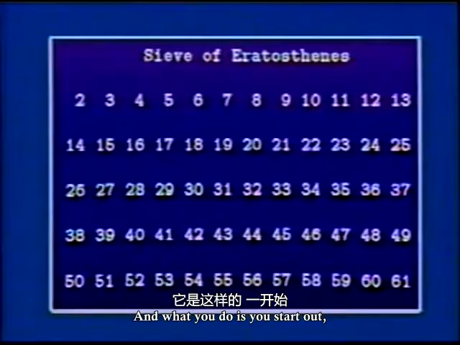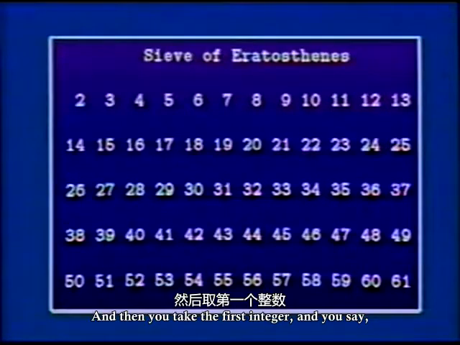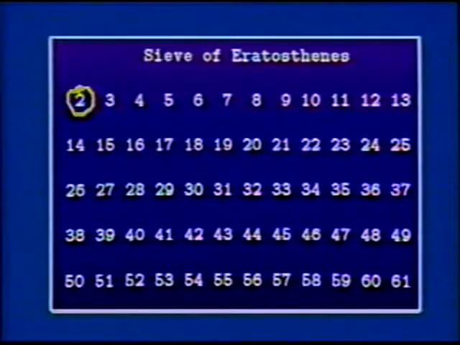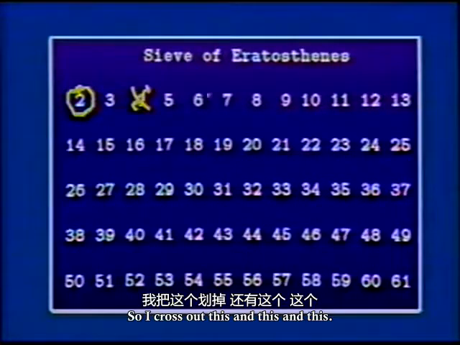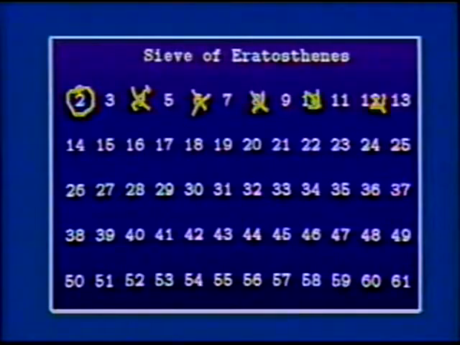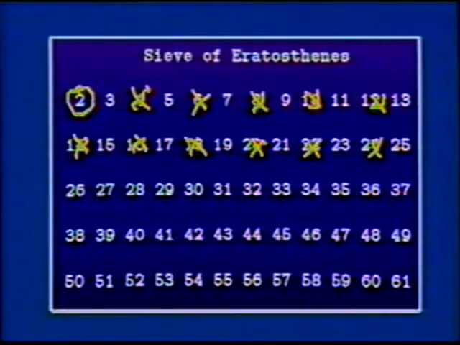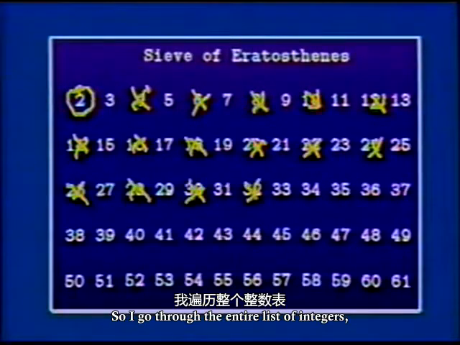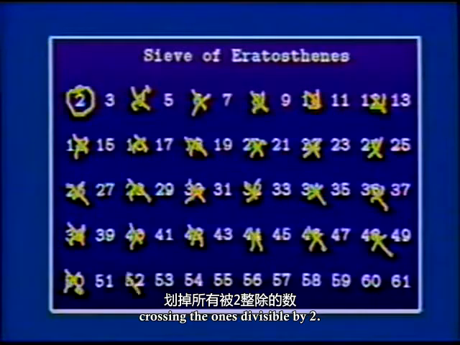And what you do is you start out and you list all the integers, say starting with 2. And then you take the first integer and you say, oh, that's prime. And then you go look at the rest and you cross out all the things divisible by 2. So I cross out this and this and this. This takes a long time because I have to do it for all of the integers. So I go through the entire list of integers, crossing out the ones divisible by 2.